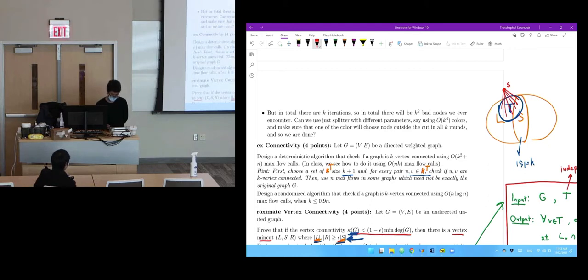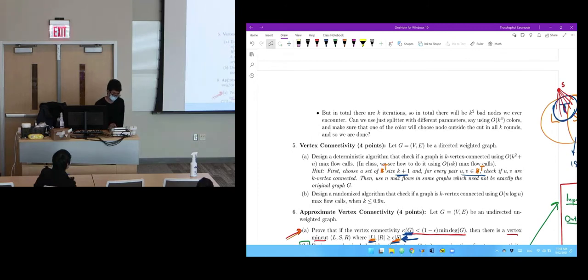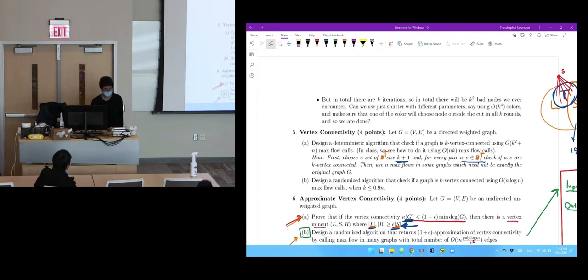For example, if you look at another node T here, and if you compute the ST vertex mean cut in this graph, what would be the result? Can the vertex mean cut be larger than K? That's not the case, and you will use this. So that's the hint for 5A.